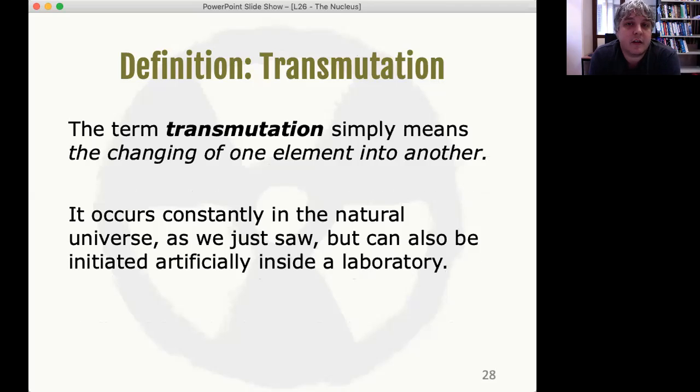It occurs constantly in the natural universe. It's always going on, as we just saw. These particles just decay. They give off alpha and beta particles and just change. And that's actually just happening all the time, constantly. But we can, of course, artificially initiate it inside laboratories as well.